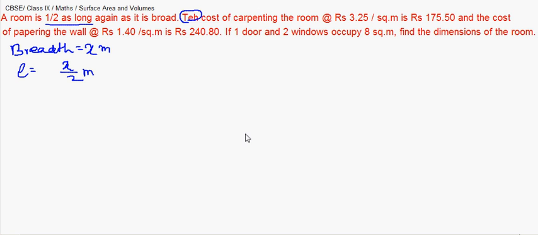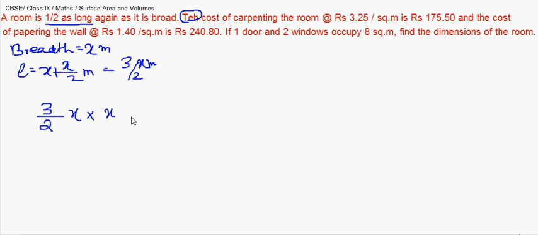Now what is the area of the room then? It is half as long again, so the length will be x plus x by 2, which makes it 3 by 2 x meters. Carpeting the room: what is the area of the room? So it is 3 by 2 x into x.